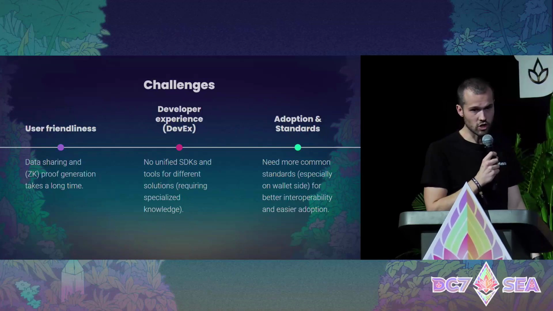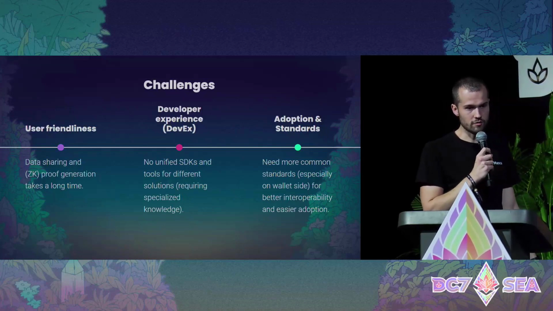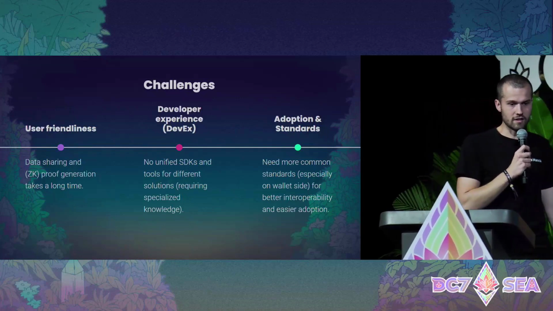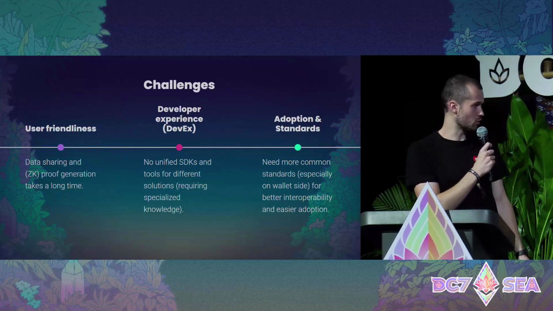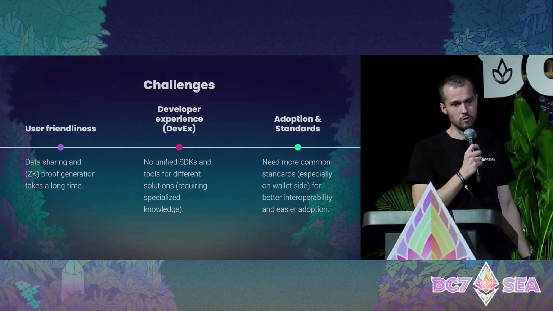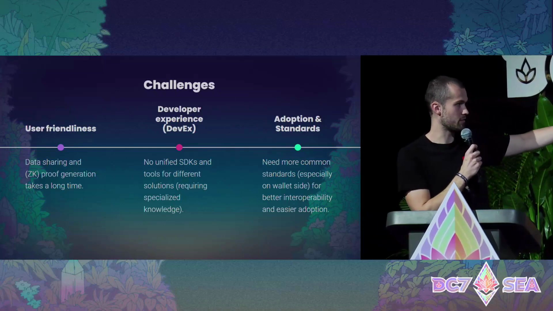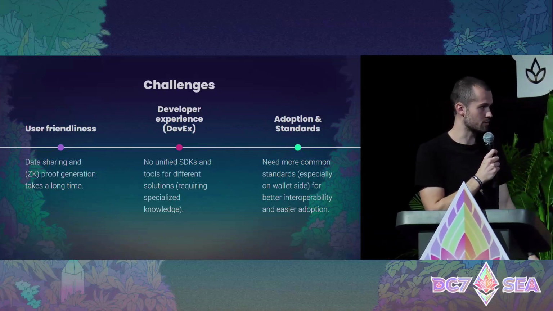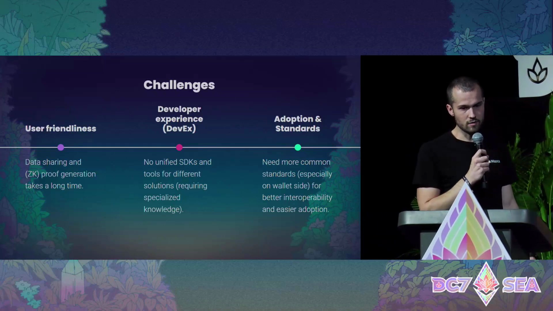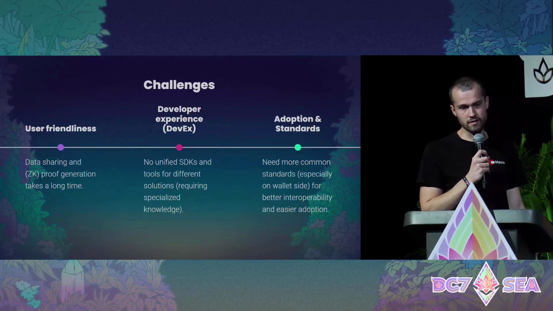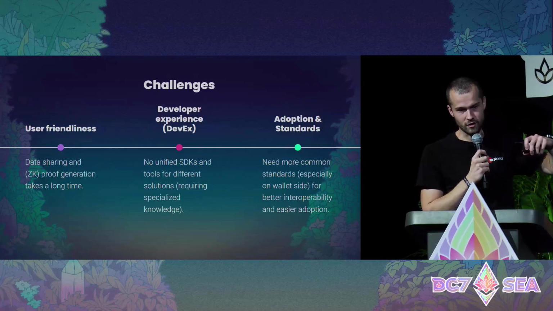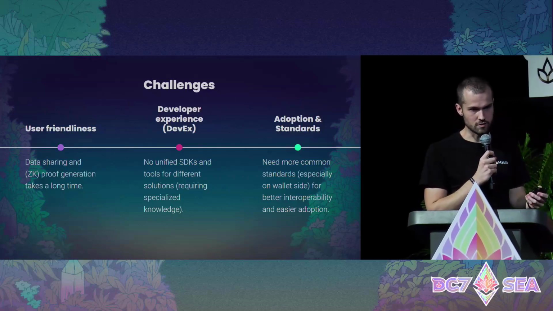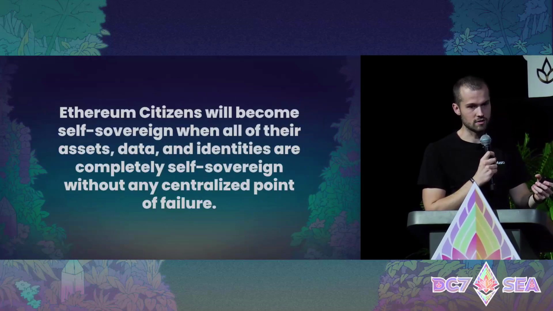So what are some of the challenges? First challenge is user-friendliness, so data sharing in this way takes a long time. Proof generation time for zero-knowledge proofs also takes a long time. Then the developer experience, so we don't have any unified SDKs and tools for different solutions. And we have many standards for the data and identity, but we also don't have enough standards on the wallet side and how to actually use these standards in the applications.